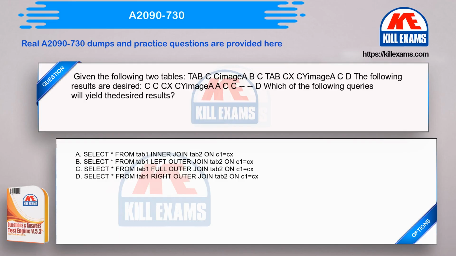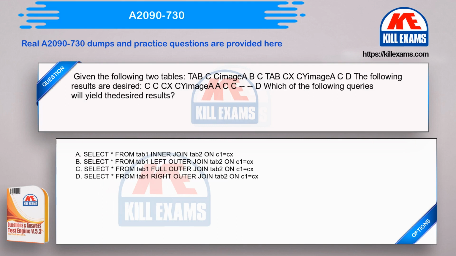Given the following two tables, tab1 and tab2, the following results are desired. Which of the following queries will yield the desired results? Option A. Select from tab 1 inner join tab 2 on C1 equals CX. Option B. Select from tab 1 left outer join tab 2 on C1 equals CX.